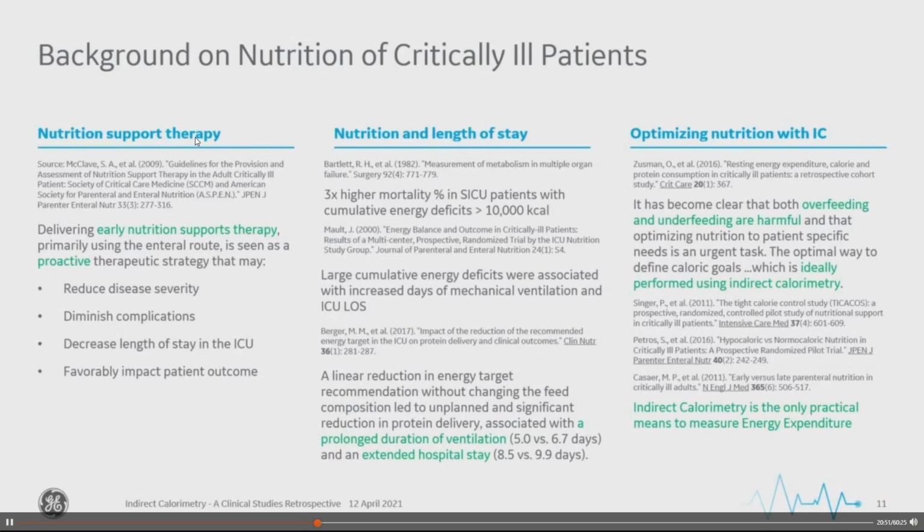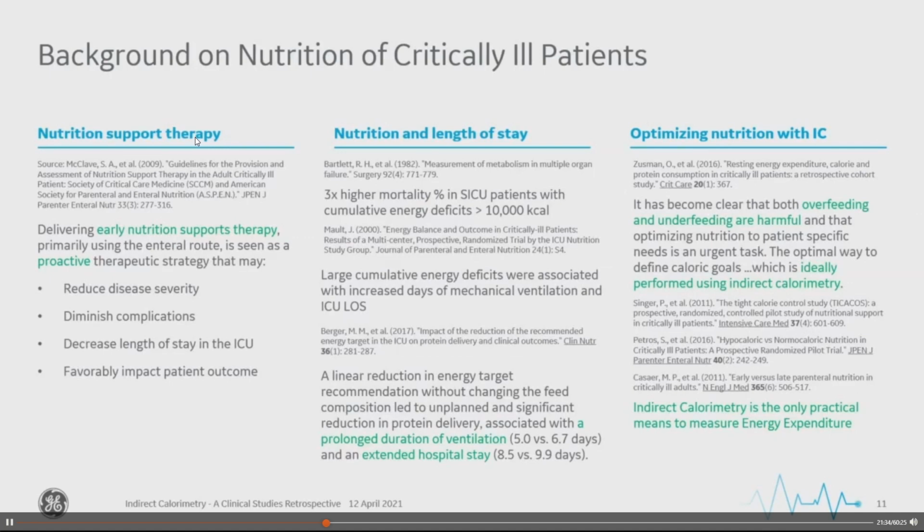With all of these talking points are cross-referenced by the articles themselves. And from a nutritional standpoint, Bartlett showed that there is a 3x higher mortality percentage in the surgically critical care patients when their energy deficits, cumulative energy deficits, exceed 10,000 kilocalories. So clearly, these patients, those that stay in an ICU for 7 days or longer, it's not unfathomable to be able to achieve 10,000 kilocalorie deficits if you're only feeding the patient 500 calories a day. So clearly, there's some implications in the surgical intensive care unit.